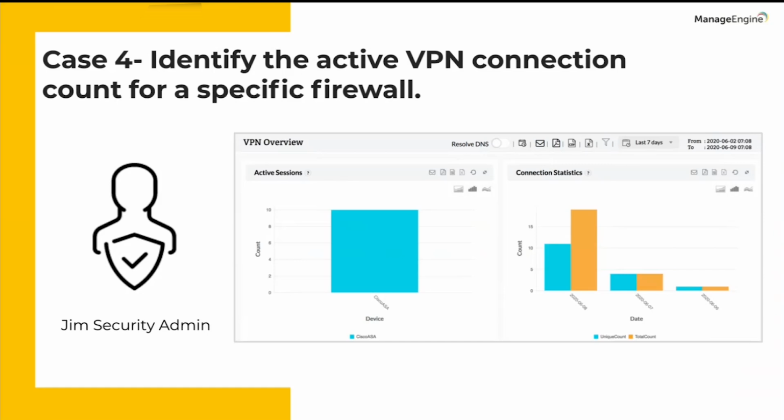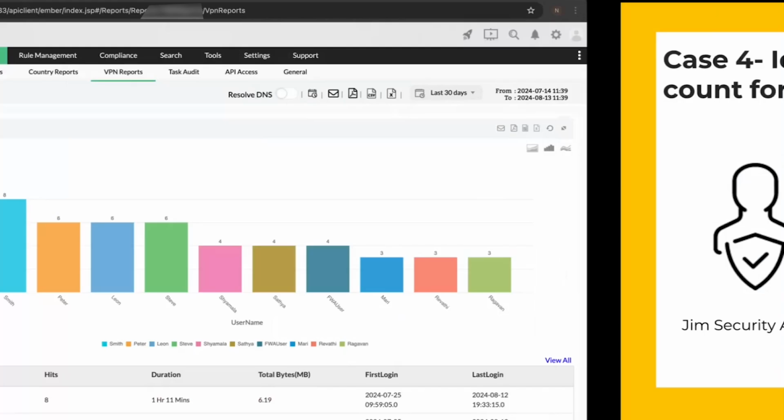So most devices offer a limited number of VPN connections and the cost goes higher as the number of connections goes up. Hence, it is extremely critical to plan the VPN connection capacity accordingly. Purchasing excess capacity would result in excess IT spend, and purchasing lesser capacity would result in performance and productivity issues. Hence, Jim needs to monitor the connections for a specific firewall. So let us take a look at how Jim does this using Firewall Analyzer.